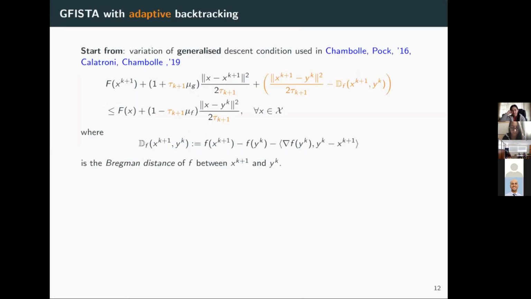I'll be quick on this because it's a bit too technical, but just to go a little into the detail of the different ingredients. Regarding the adaptive backtracking strategy, we use a similar idea to the ones shown, for instance, in our previous work with Antonin. There we were dealing with an algorithm where there was no inexactness, no scaling.